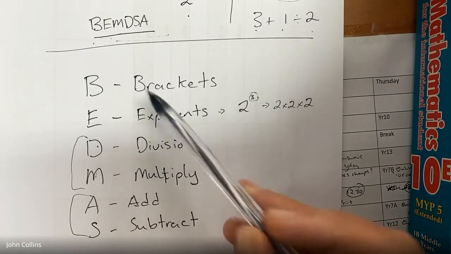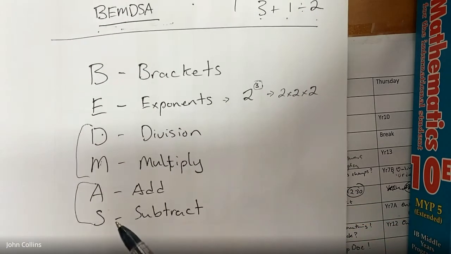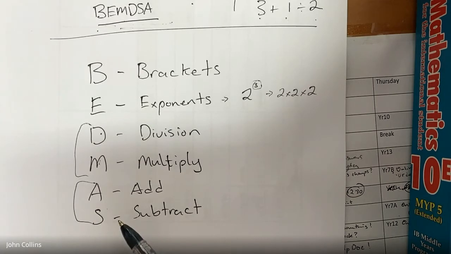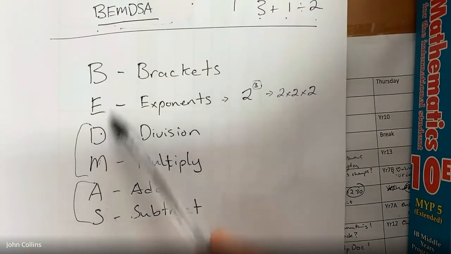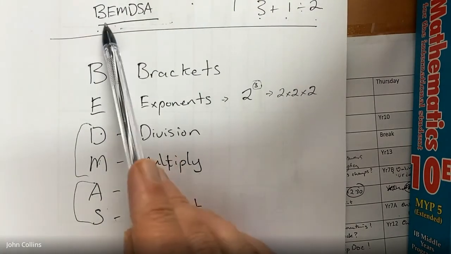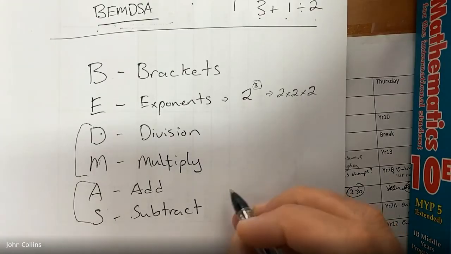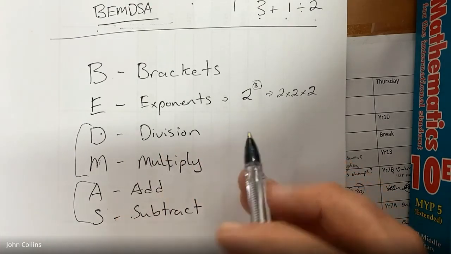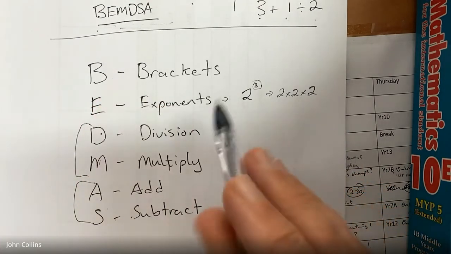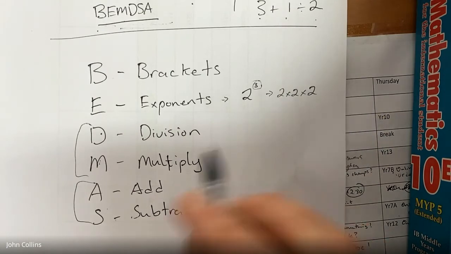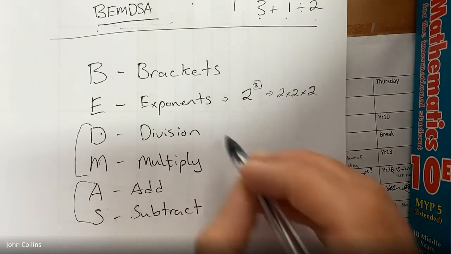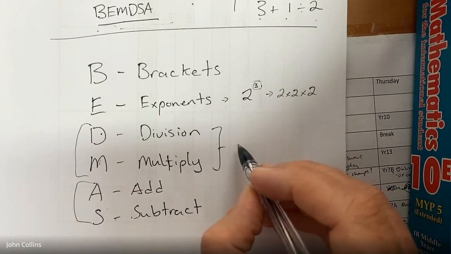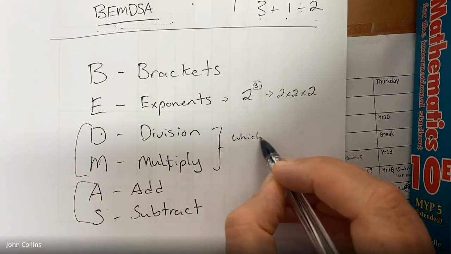But because this word sounds better, I'll pin my screen so you should be able to see. Bedmass sounds better than bemsa. Bemsa doesn't sound as good as bedmass. Bedmass is easy. That's the only reason why they've written it like that. But it could be written that way, or it could also be written bemdas if you want to just switch. Okay, so these two have the same power, whichever comes first.